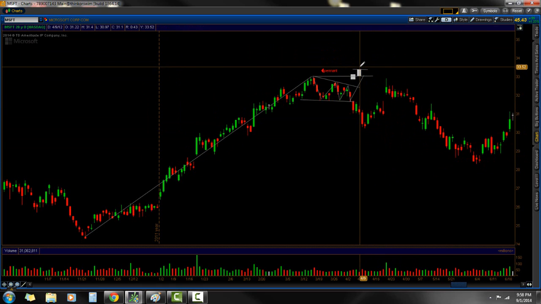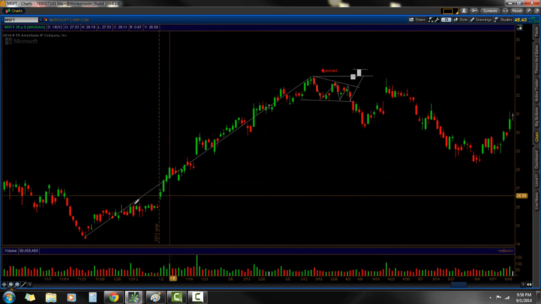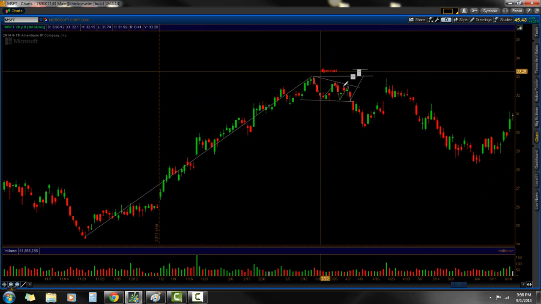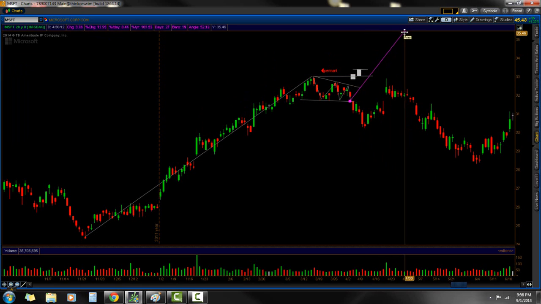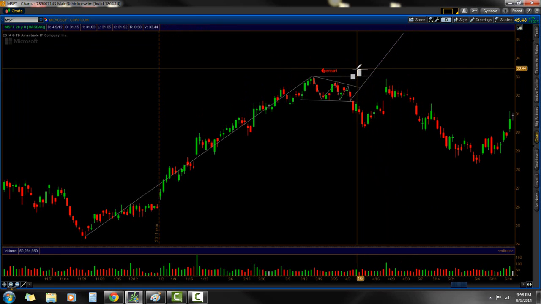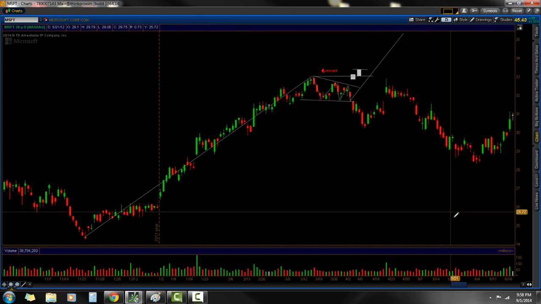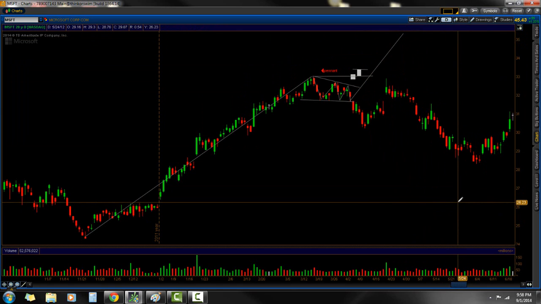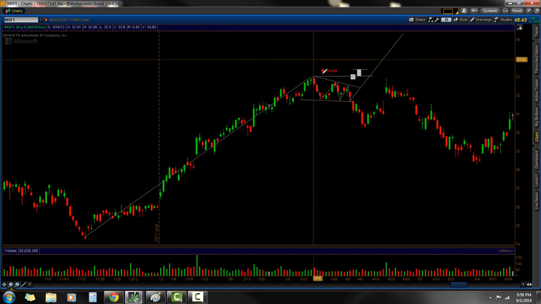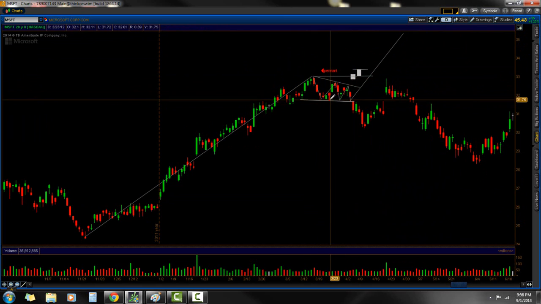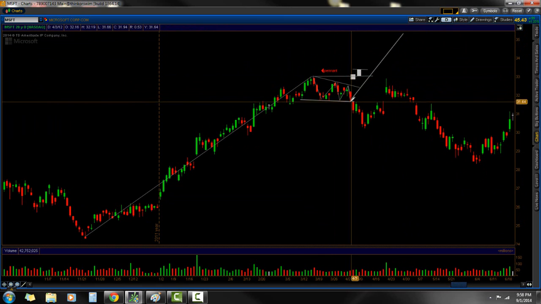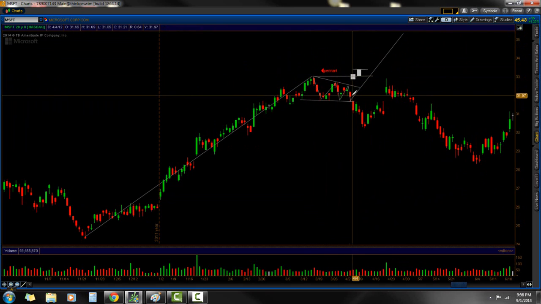Once you get confirmation, there's a 60% chance that price will meet your target, which is the measured move of this prior hold. It's going to go up to whatever it will. 60% chance it's going to get there. That's pretty darn good. The flags, the pennants, like I said, they look like little symmetrical triangles, or they look like little descending wedges.